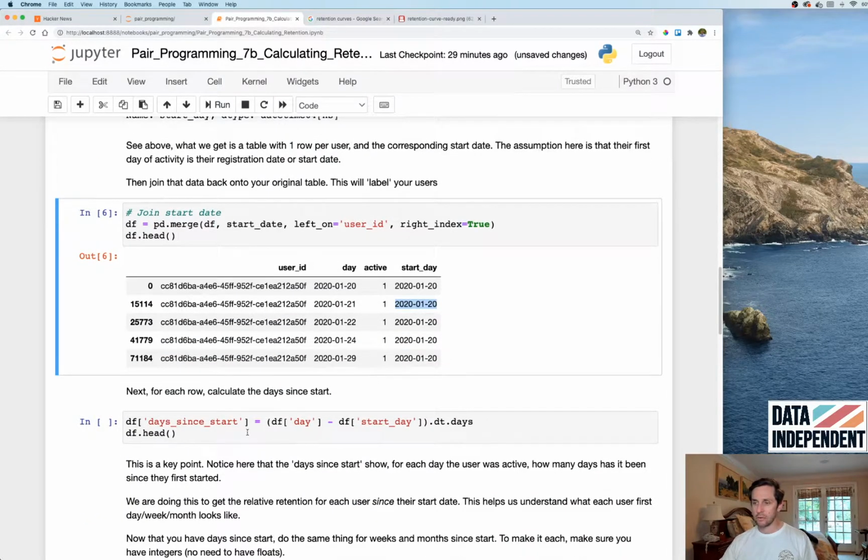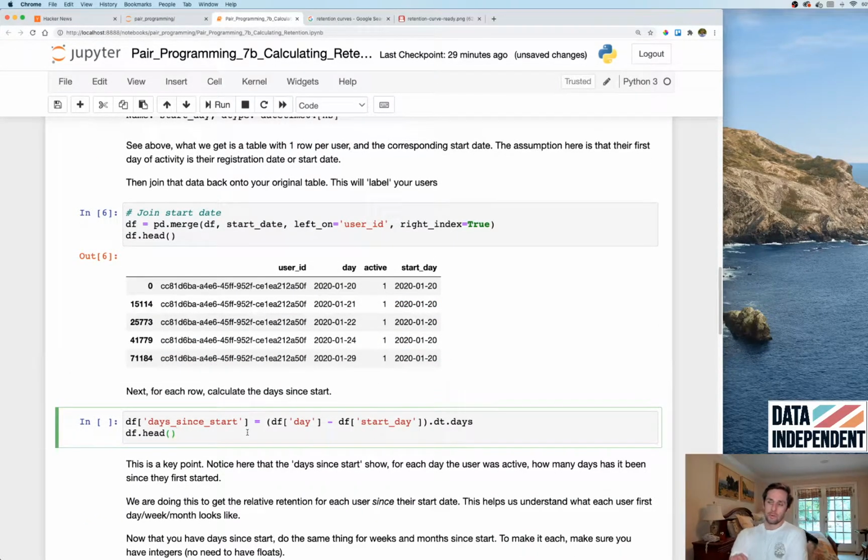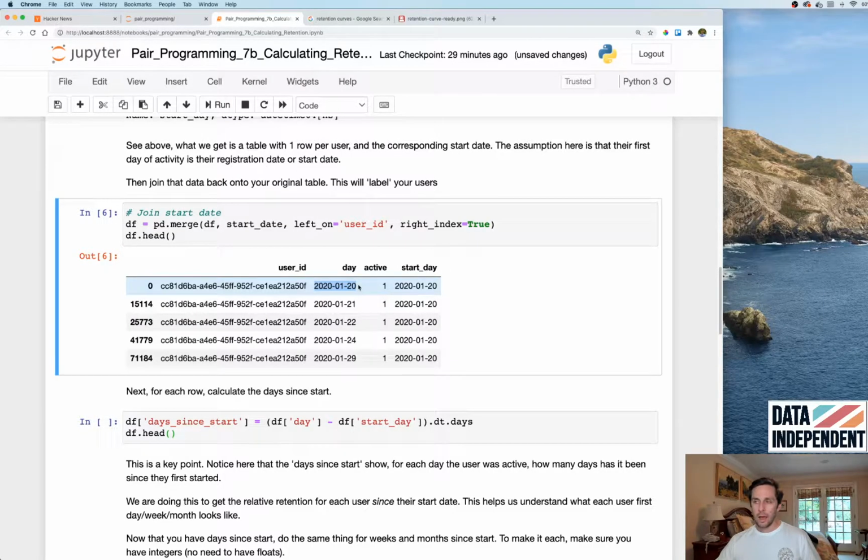Cool, so now let's calculate the days since this person first started. What I want to do here is get a relative activity date for each user day that they were active. What does that mean? Well, because I know that this user started on January 20th, I want to know this date, but I don't want to know the date. I want to know how many days ahead of when they first started it is. So for example, this 21st is one day after the 20th, and so I want to know that this is one.